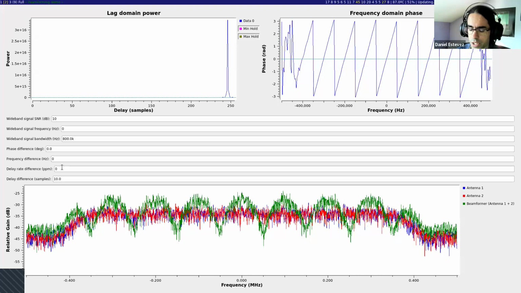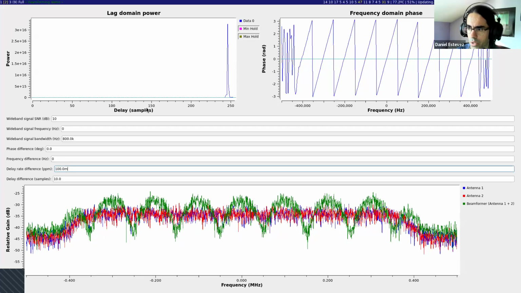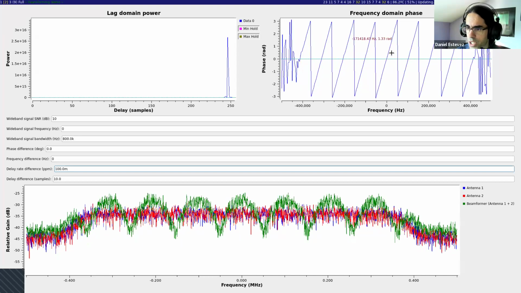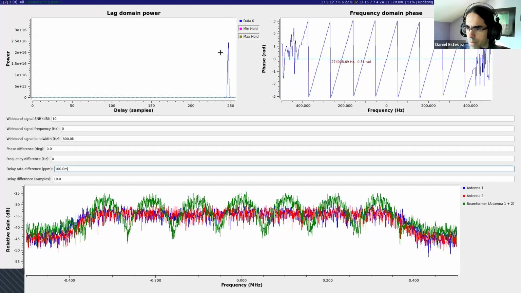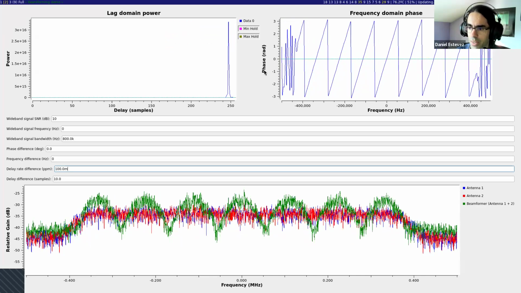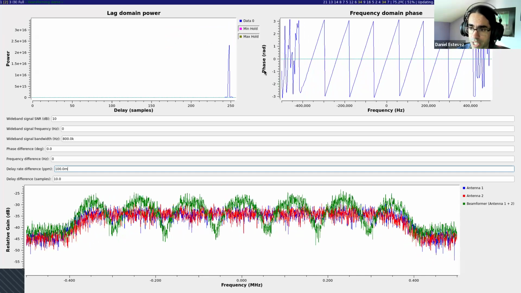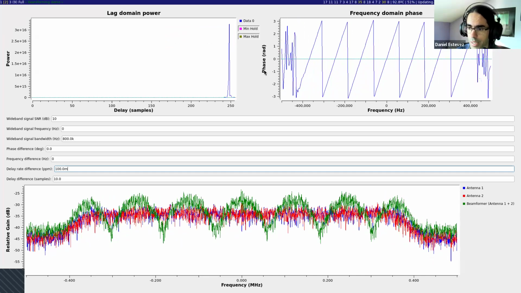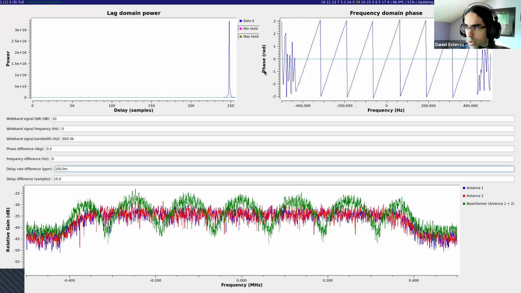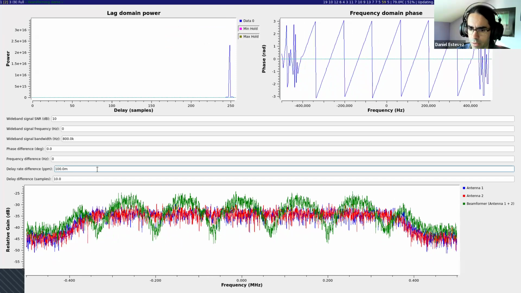Just for fun, I'm going to put a 0.1 delay rate between the antennas, and we can see this thing changing smoothly over time, and the peak is shifting, and this is simulating that the time difference of arrival is changing over time because the source is moving on the sky, or it is apparently moving on the sky from the perspective of the observatory.